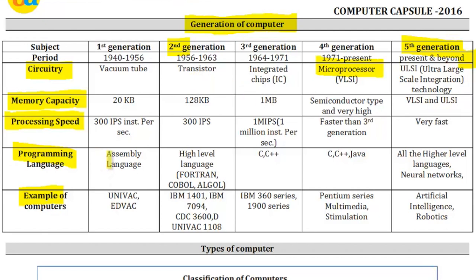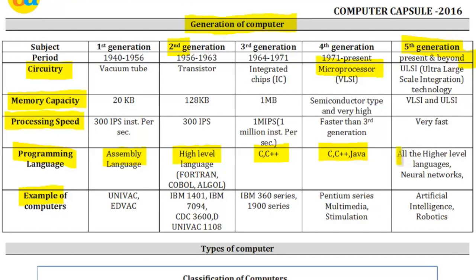Then the next important thing is the programming language that was being used in those generations. Assembly language was used in first generation majorly. Then in second generation, they started using high level languages like Fortran, COBOL and ALGOL. C and C++ were majorly used in the third generation. Likewise, C, C++ and Java, all these are high level languages. They were also used in fourth generation.